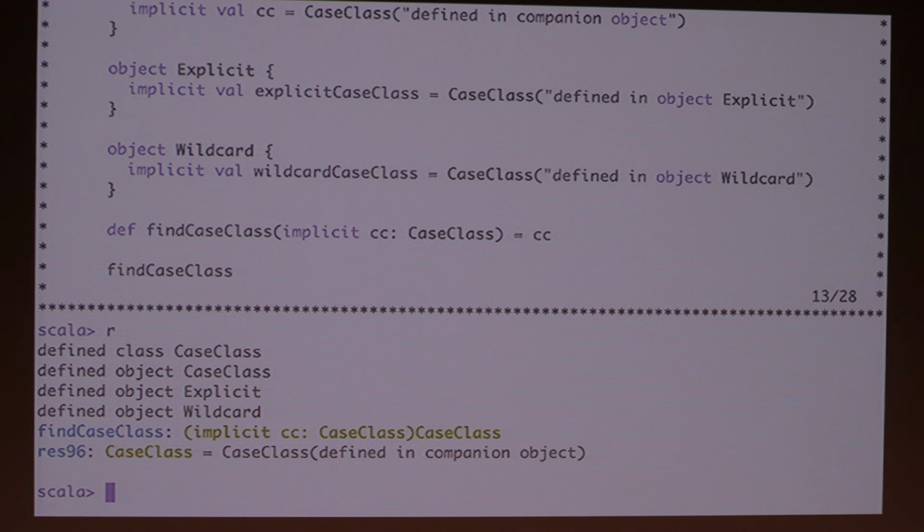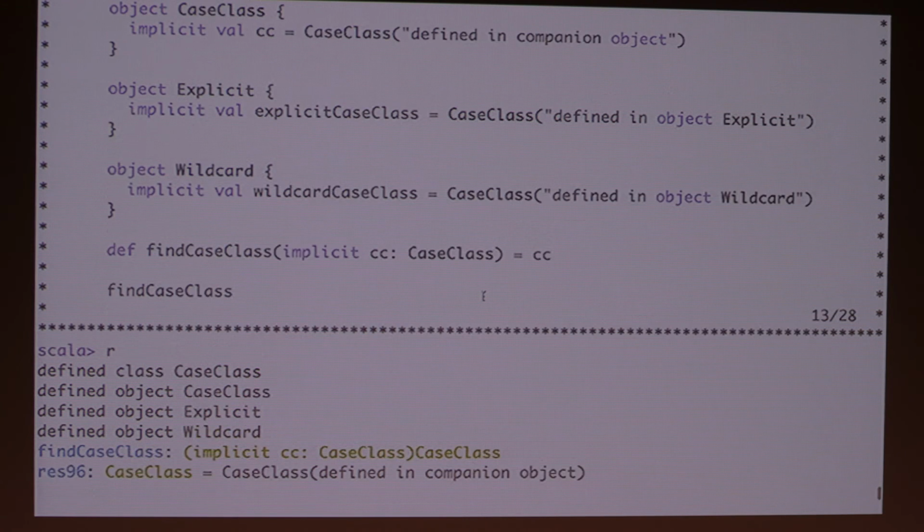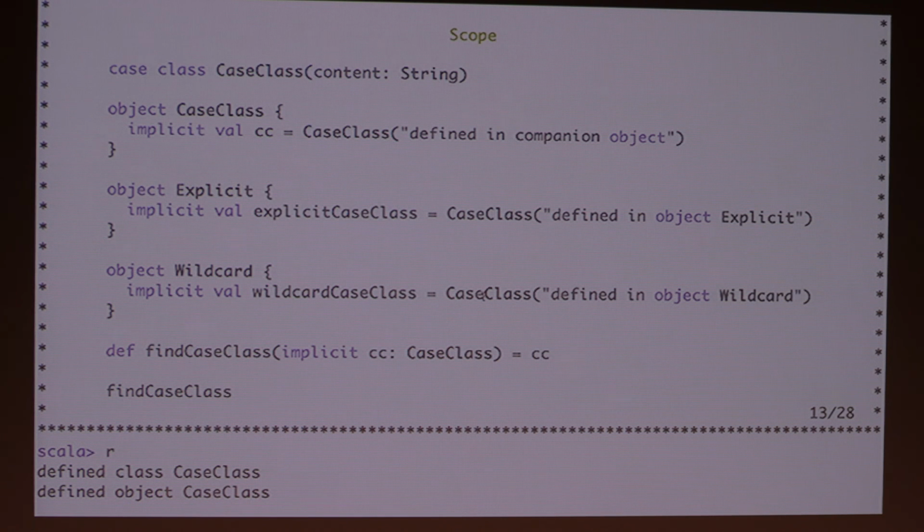Yes, you're correct. Because there is nothing with a simple name in the implicit scope, it will fall back to the second rule, where it will look in the companion objects of the defined target type, in this case. So it will find the implicit in the companion object.